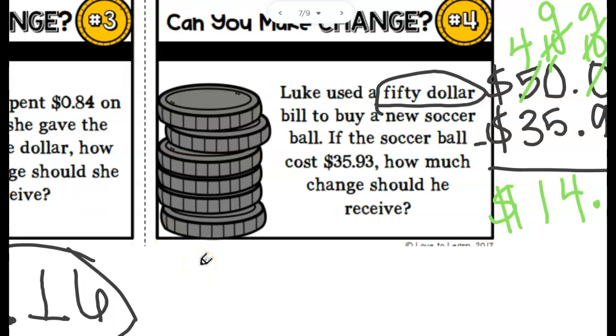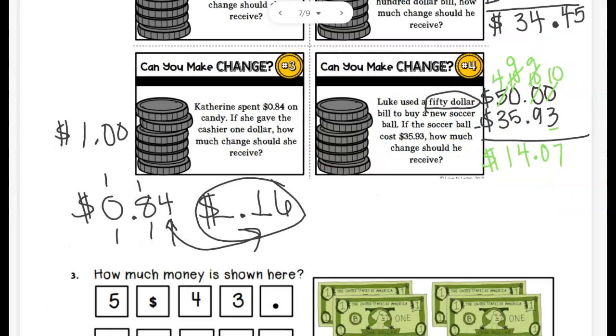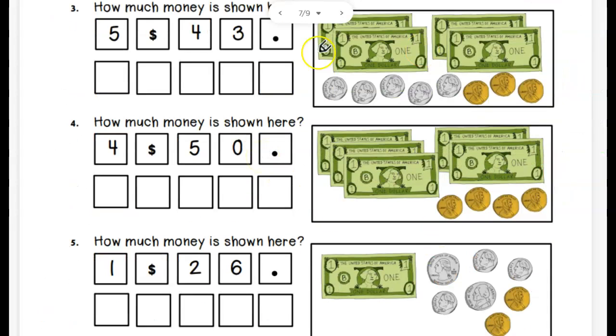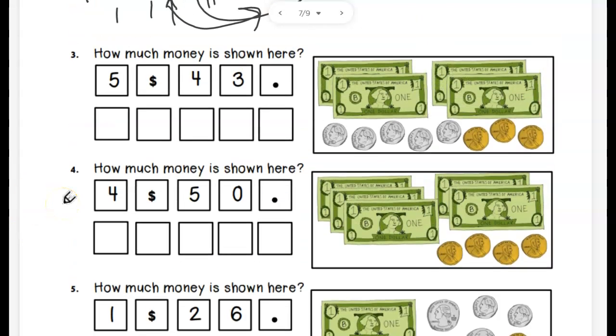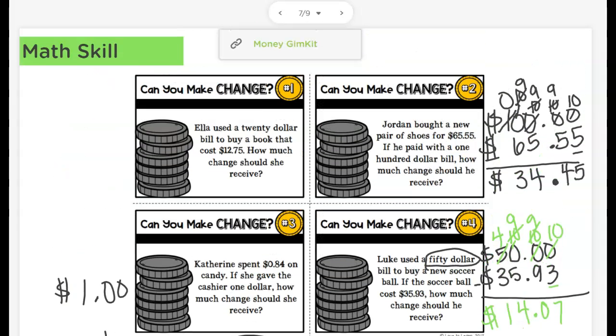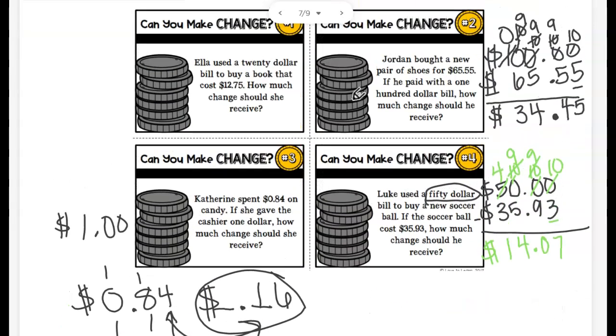That is all we are going to do together. If you need to go back and write them out, you may. Remember that you need to write out the amount that is shown in 3, 4, and 5, as well as completing your GimKit. If you have any questions, message me on inbox.